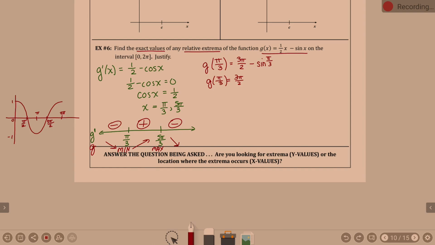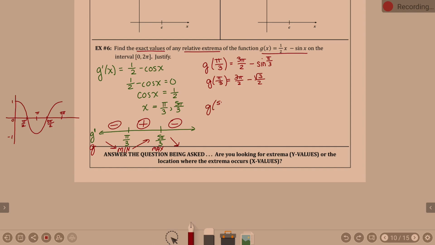If cosine of pi over 3 is 1/2, sine of pi over 3 is, what's the other one? Square root of 3 over 2. Okay? That's your exact value. It's not pretty, but that's your exact value.